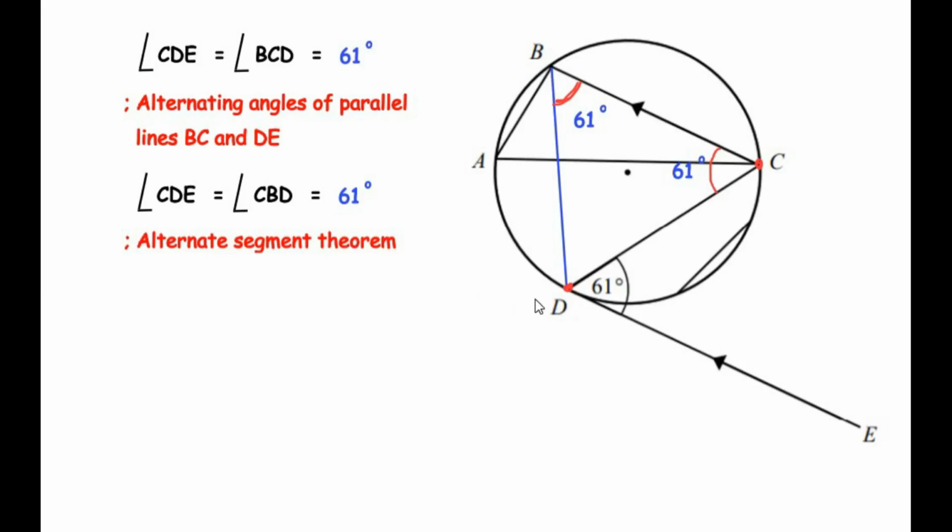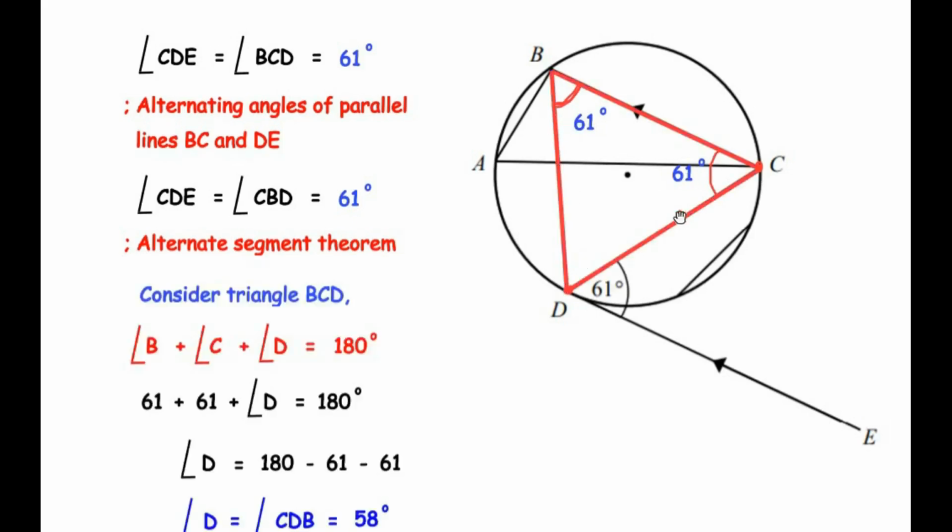Now let us focus on the triangle BCD. So here we have highlighted the triangle. So consider triangle BCD. So now by using the angle sum property of a triangle, we can write angle B plus angle C plus angle D should be equal to 180 degrees. Now we have the values of angle B and angle C with us. So here we have substituted their values. That is, angle B is 61 degrees plus angle C is 61 degrees plus angle D is equal to 180 degrees.